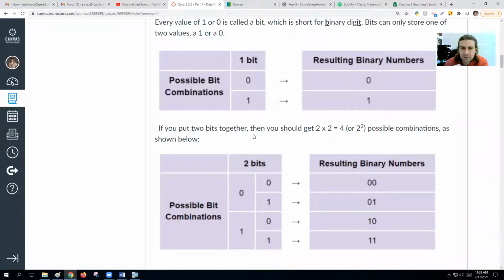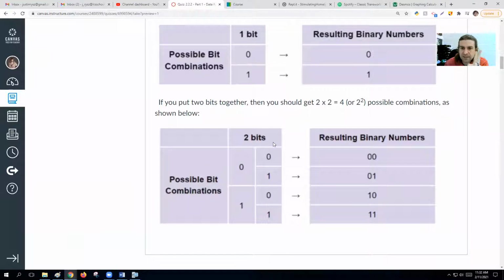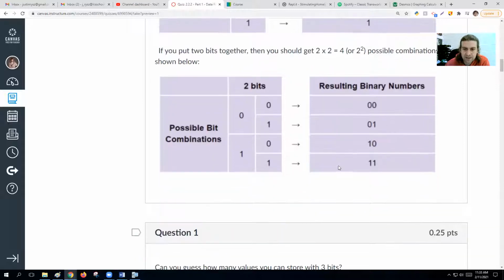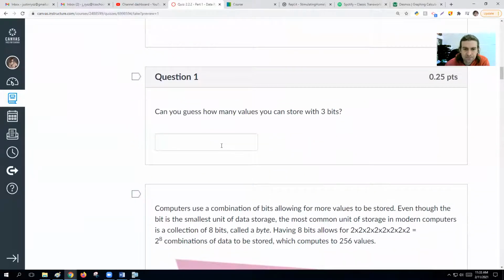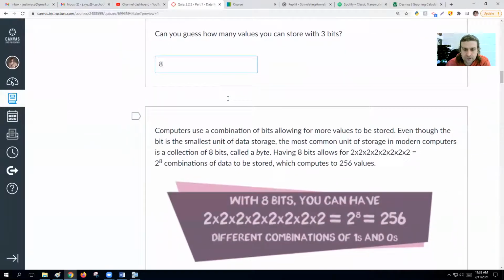Now, if we add another bit, so we have 2 bits, each bit can have 2 combinations, so 2 times 2 results in 4 different possible combinations. We can have 0 0, 0 1, 1 0, or 1 1. The way we can figure that out is by taking 2 to the second power. So how many values could we have with 3 bits? Well, 2 for the first, 2 for the second, 2 for the third, and we multiply those all: 2 times 2 times 2, so there would be 8 total combinations. And it rises a lot higher.